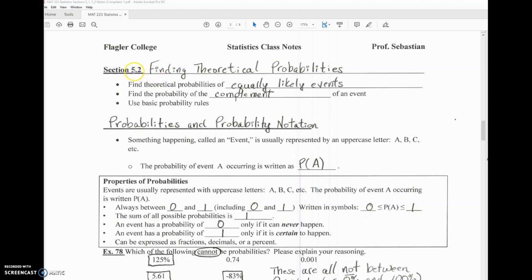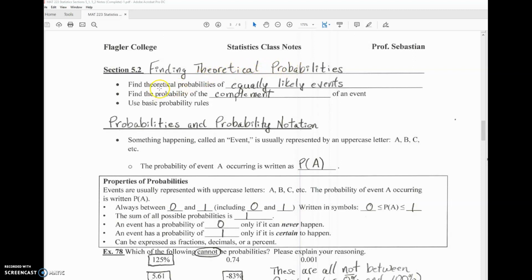We're moving on to section 5.2, talking about how to find theoretical probabilities. We're on page 62 of our class notes. So we talked about doing simulations to find empirical probabilities, but most of the time, if possible, we would like to know what the theoretical probabilities are. Are there rules for these things?